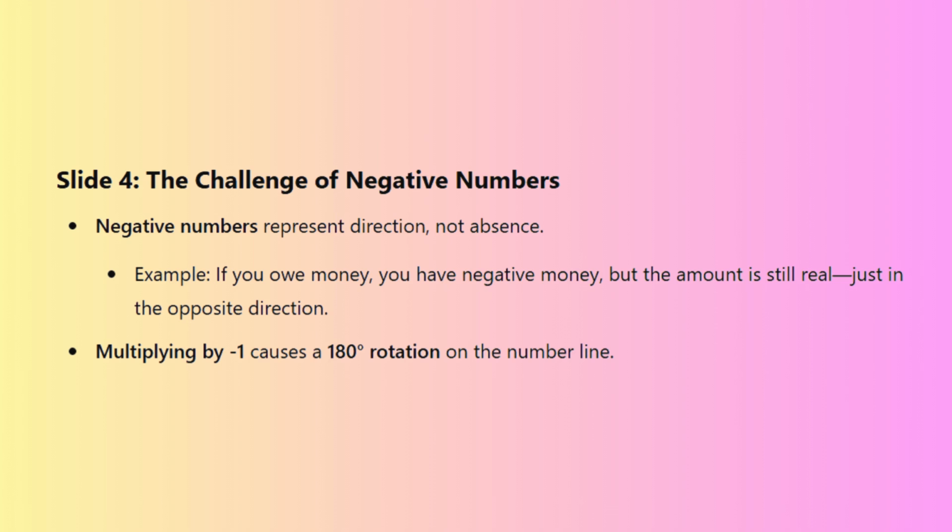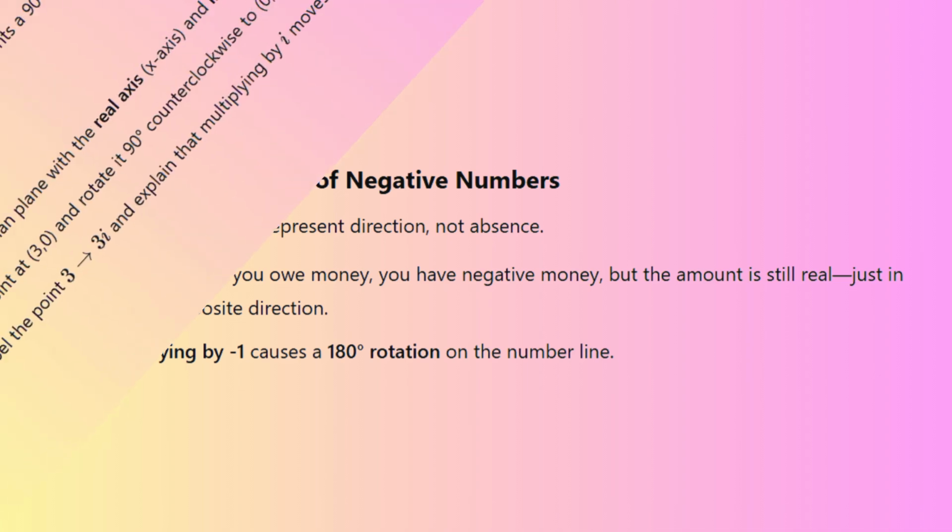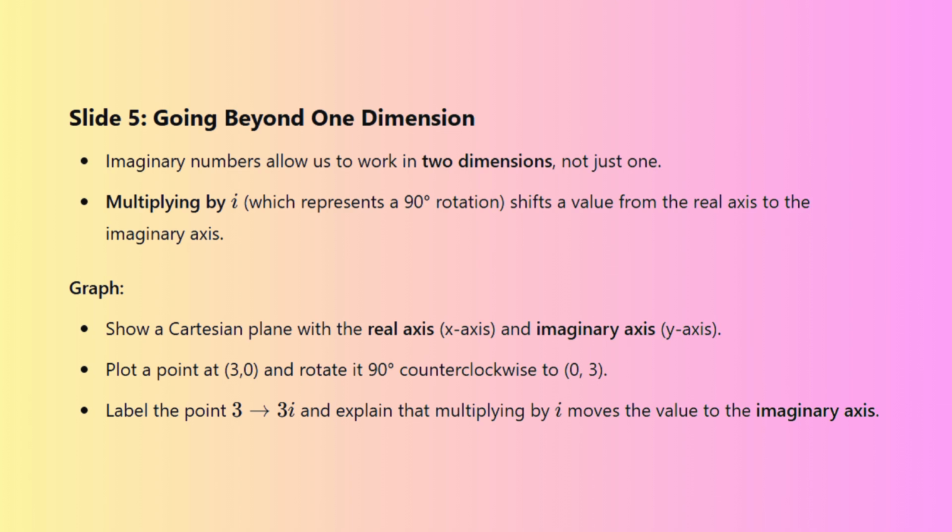This idea of flipping directions is important in understanding how imaginary numbers work. When you multiply a real number by -1, you are rotating that number by 180 degrees on the number line. Imaginary numbers take us beyond the one-dimensional number line and introduce a second dimension.